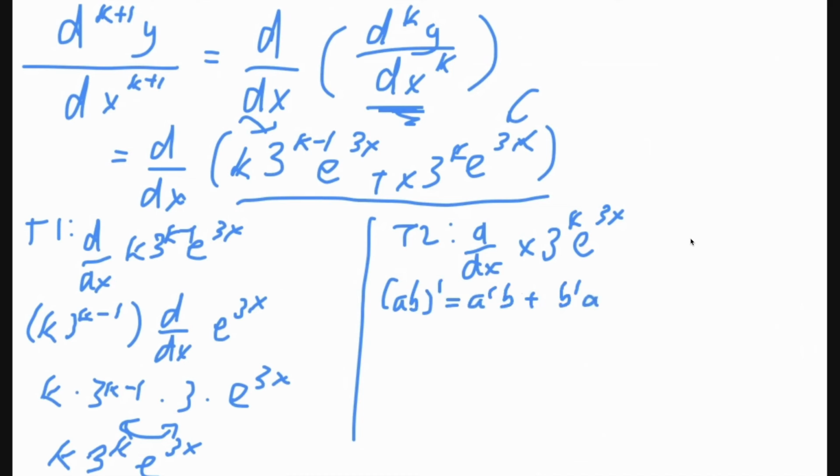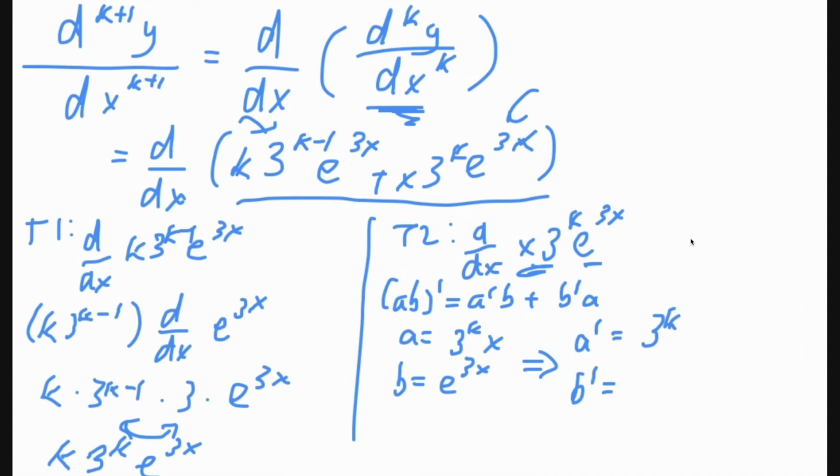And we can make the following substitution. We can say that a is equal to 3 to the k times x, which is this guy. We can say that b is equal to e to the 3x, which is this guy. Then we can differentiate these two. So a prime is equal to the derivative of 3 to the k times x. 3 to the k again is a constant, and the derivative of x is 1, so we're just left with 3 to the k. And b prime, as we saw twice before now, is just equal to 3 times e to the 3x.